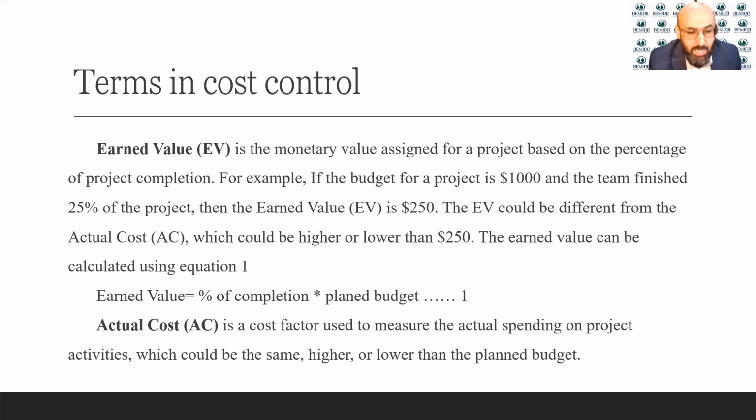Now moving into the second concept or term that we will be using, it's called the actual cost. How much the team actually spent on that project. Actual cost is a cost factor used to measure the actual spending on a project activity, which could be the same, higher, or lower than the planned budget.